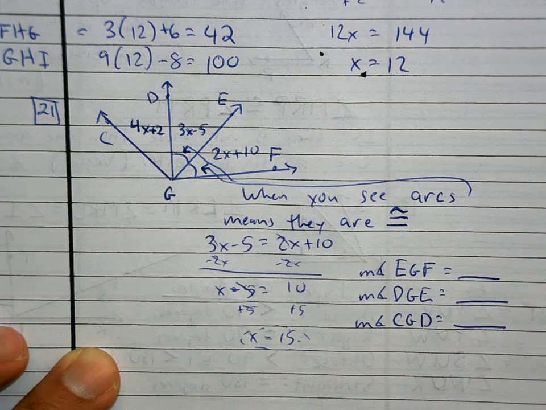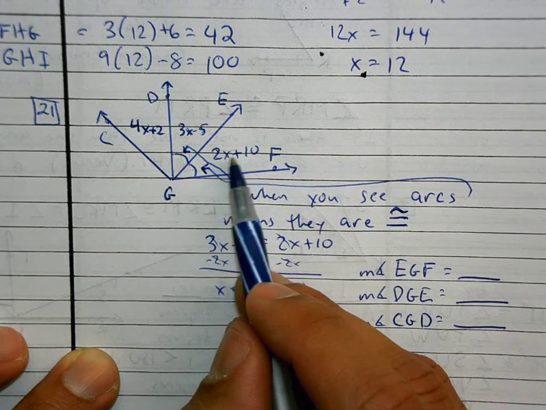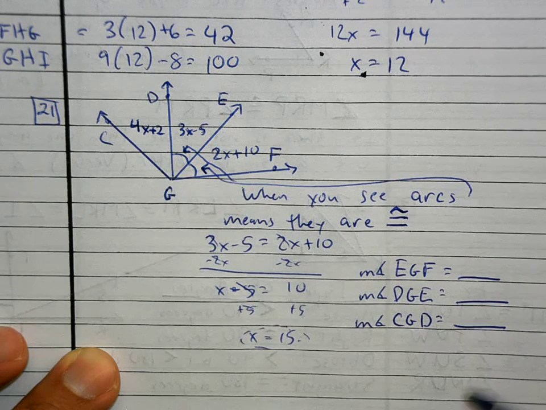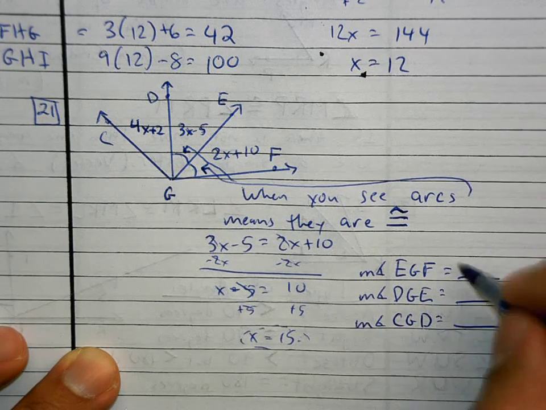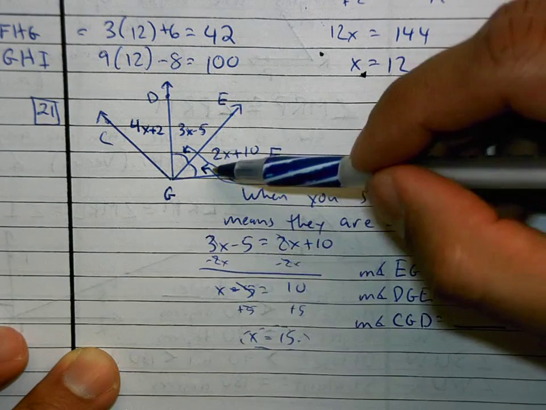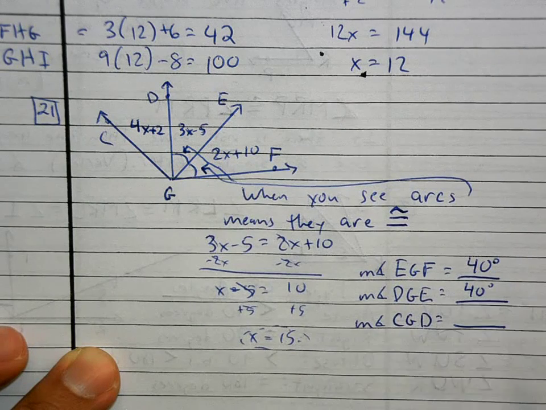How do you figure it out? You plug it back in. 15 times 2. I know what that is. That's 30. Plus 10. 30 plus 10 is 40 degrees. So I know that's what the answer is there for EGF. And if this is congruent to that one, since they're congruent to each other, then that means DGE has to also be 40 degrees.